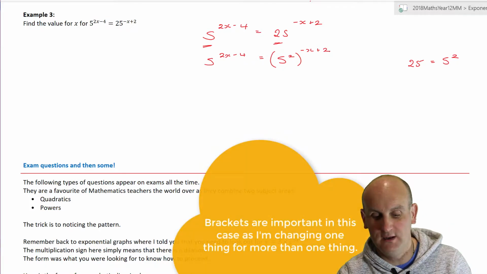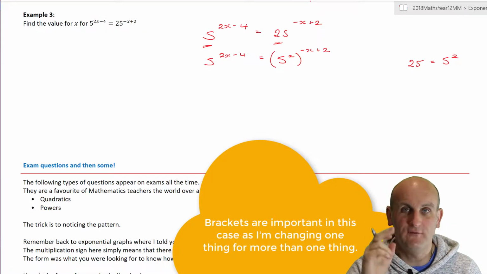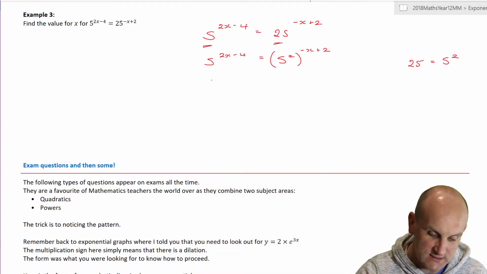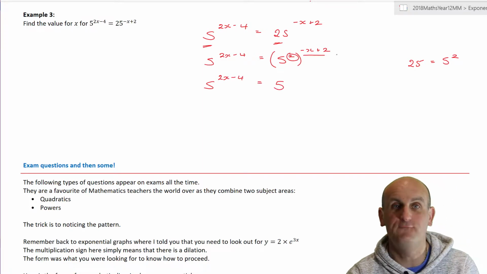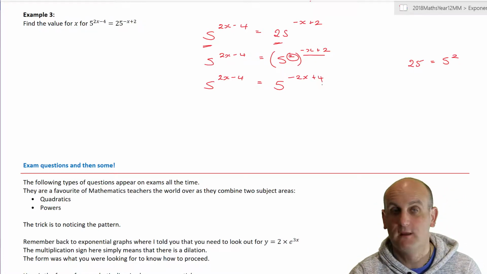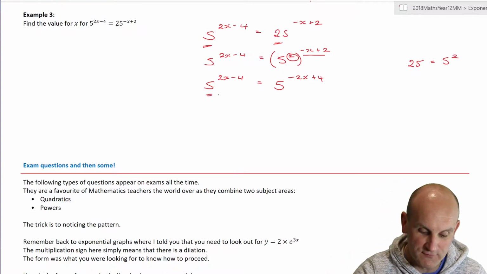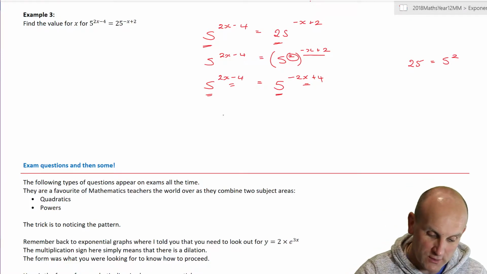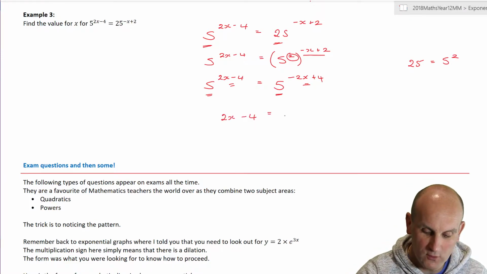And do you see what the next rule is? Well, index laws say that when you have a power of a power, what do you do? You multiply them together. So 5 to the power of 2x minus 4 is equal to 5 to the power, well, this 2 is now going to multiply by everything there. So minus 2x plus 4. Are we now in a situation where we can compare and equate powers? Well, of course we are, because if the 5 and the 5 are the same, then these powers must be identical as well. So what I have is 2x minus 4 is equal to minus 2x plus 4.